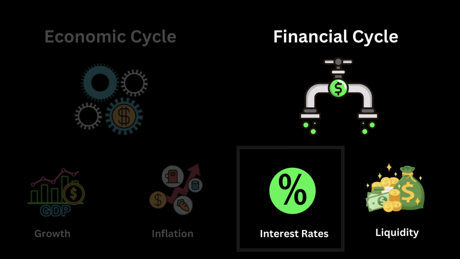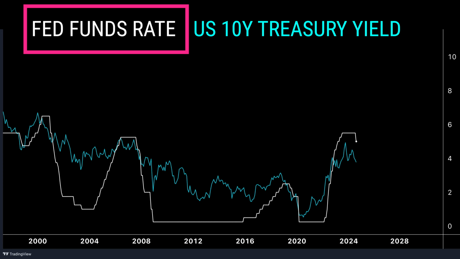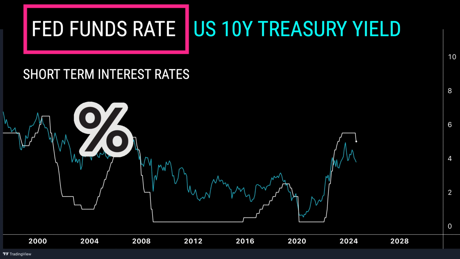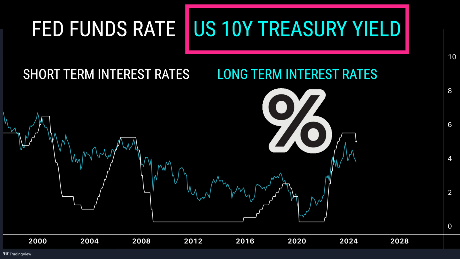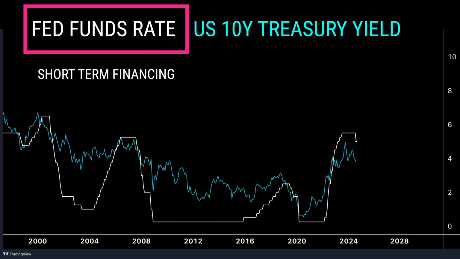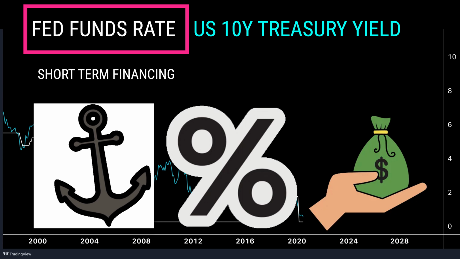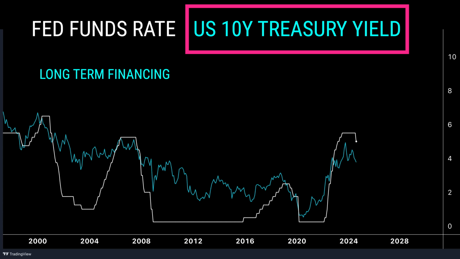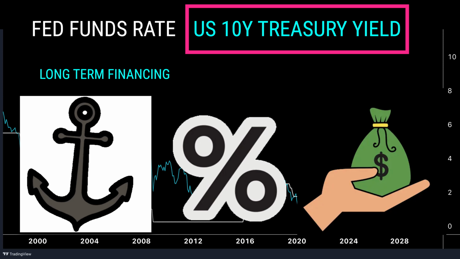As we track the interest rate side of financial conditions, we're looking at the Fed funds rate as a signal for short-term interest rates and the 10-year Treasury yield as a signal for long-term interest rates. The Fed funds rate is the anchor interest rate for short-term borrowing or short-term financing, where the 10-year Treasury yield is the benchmark for long-term borrowing or long-term financing.